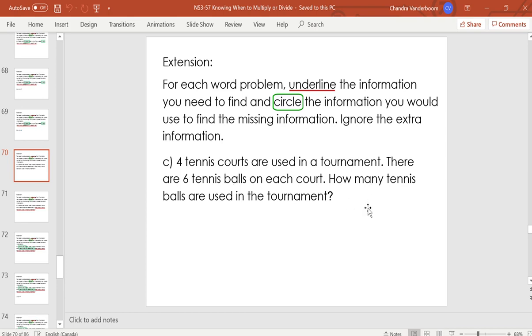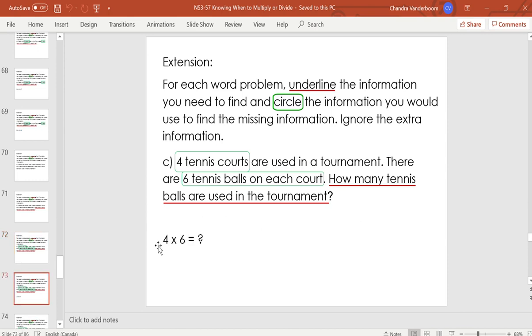So what do we need to find out? We need to find out how many tennis balls are being used. How many altogether? That's our total. What we do know is there's 4 tennis courts and that there's 6 tennis balls on each court. So to solve it, the question is, do we know our total? No, we don't. That's exactly what it's asking us. How many tennis balls altogether? So when we don't know our total, we always use multiplication.